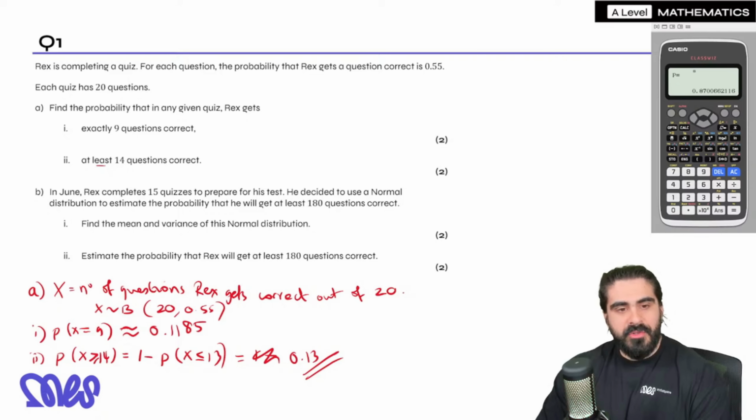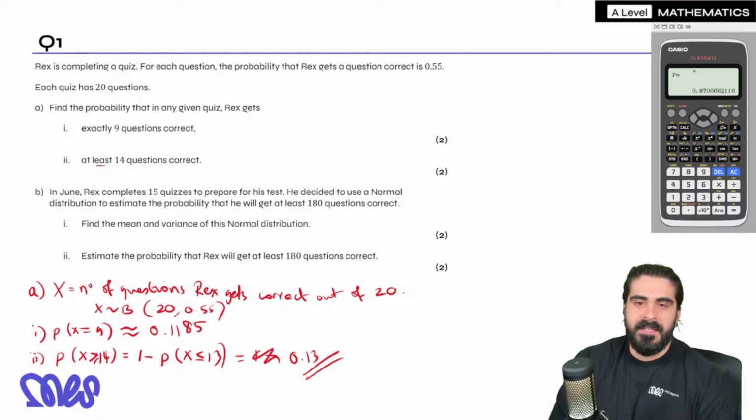Cool. In June, Rex completes 15 quizzes to prepare for his test. He decided to use a normal distribution to estimate the probability that he will get at least 180 questions correct. Find the mean and variance of this normal distribution. What's our n's and what's our p's for this? What we're using for n and what we're using for p.